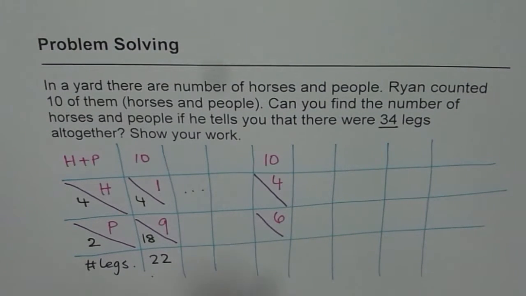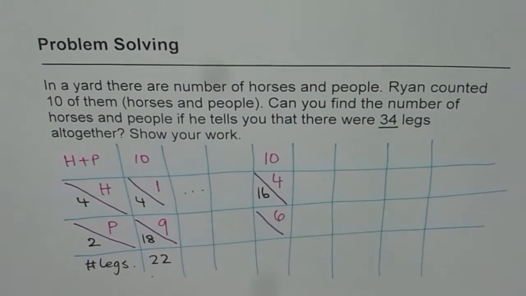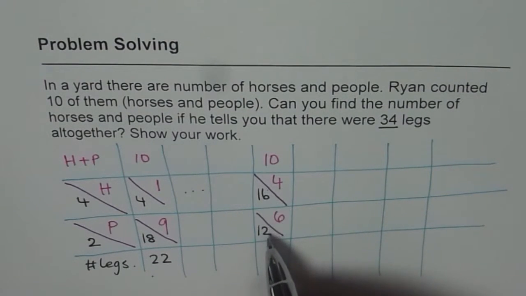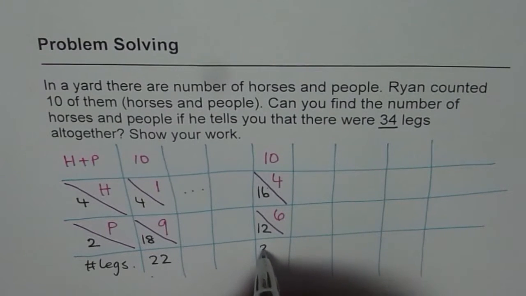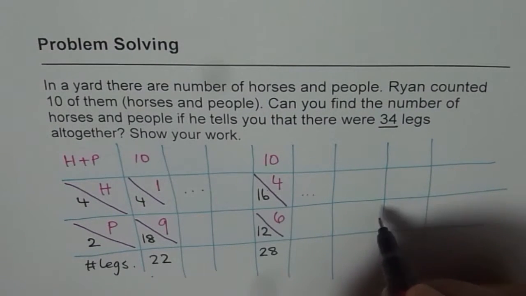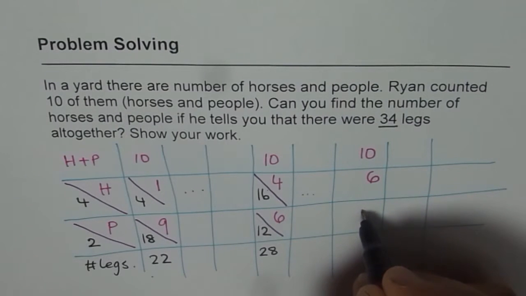And now how many legs? 4 horses means 4 times 4 is 16. 6 people, 6 times 2 is 12. Now if I add them up, what do I get? I get 28, which is even lesser than 34, right? But it is closer. That means increasing the number of horses can help us find the right answer, right? So let me try a higher number. Let us say the number of horses is 6, and then the total is 10, therefore the number of people should be 4.